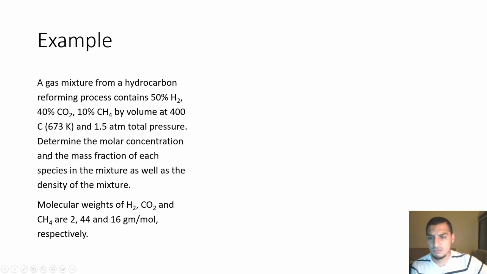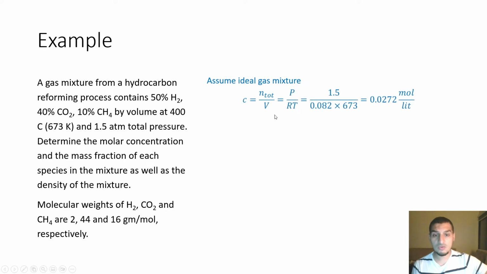But let's start with the first thing, which is the molar concentration. We know that the molar concentration has the units of moles per meter cube or per unit volume. So this is gonna be N over V, and since we are dealing with a gas, so this is a gas mixture, the pressure is not very high, it's 1.5 atmosphere, so we can apply the ideal gas law. So in this case, the N over V equals P over RT, which is the total number of moles.